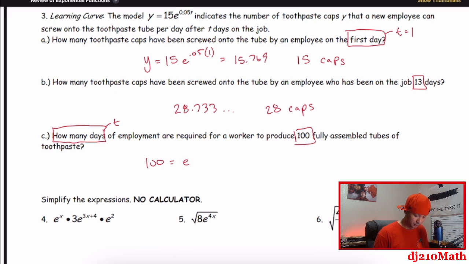So this is going to be 15 e to the 0.05 t. All right, come next week, we're going to know exactly how to solve this problem, like precisely, because the variable is in the exponent. Right now, we don't know. So your options are pretty simple. Since we're looking for days, days are whole numbers. 1 day, 2 days, 3 days, 4 days, and so on.